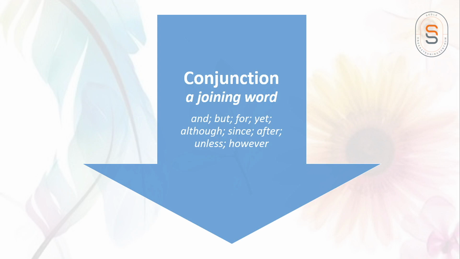Then we have a conjunction, which is a joining word. So it joins two words or phrases or clauses together. And it's words like and, but, for, yet, although, since, after, unless, however. So she went to school although she was feeling ill. Two sentences joined together.